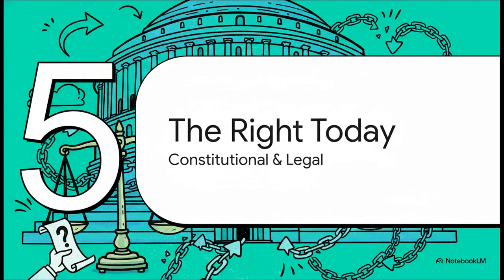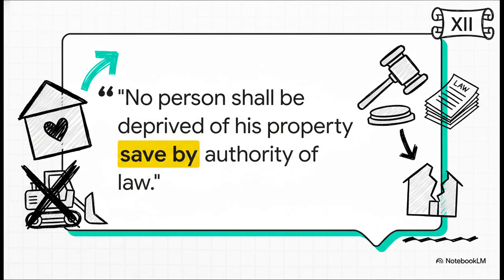So, where does all that leave us? Let's break down what the right to property actually means in India today, because it's not a fundamental right anymore, but it hasn't completely disappeared either. The right was basically reborn, but in a different part of the Constitution, Part 12, as Article 300A. The wording seems simple, right? No person shall be deprived of his property, save by authority of law. But the implications are huge.